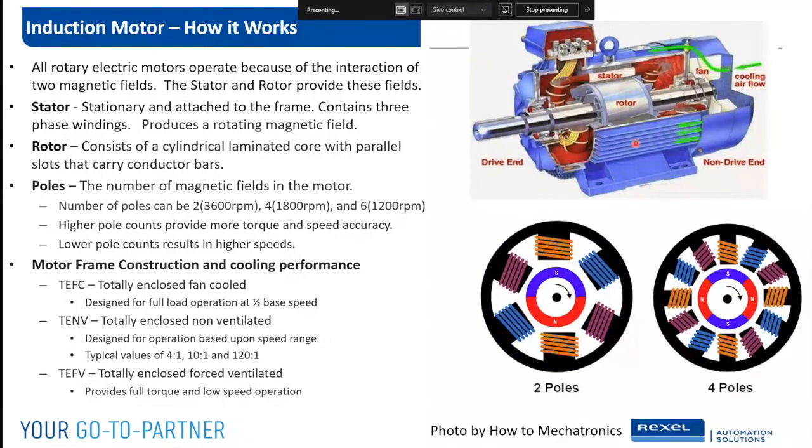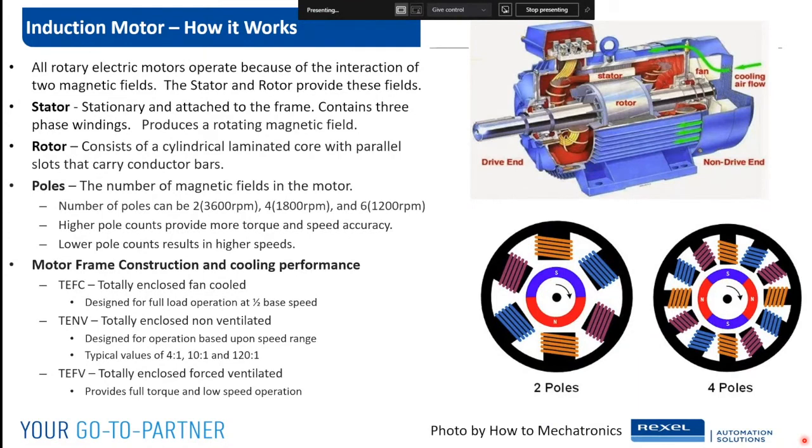Why is that important? We need to cool these poles off as they're running full current or full load. So for a totally enclosed fan cooled motor, where the fan is attached to the rotor, it's designed to run full current, full load at half base speed. So again, back to our 1800 RPM motor example, 900 RPM to 1800 RPM for a TEFC frame construction is going to be the speed range to run full current, full torque.